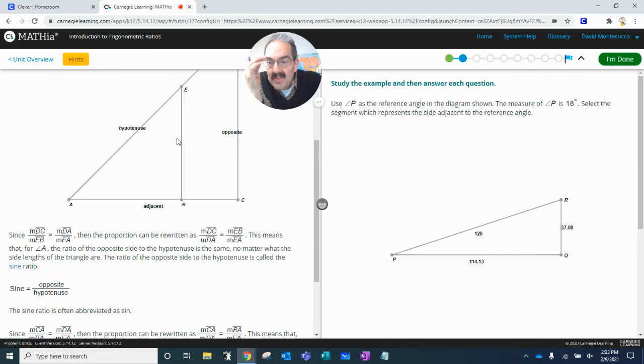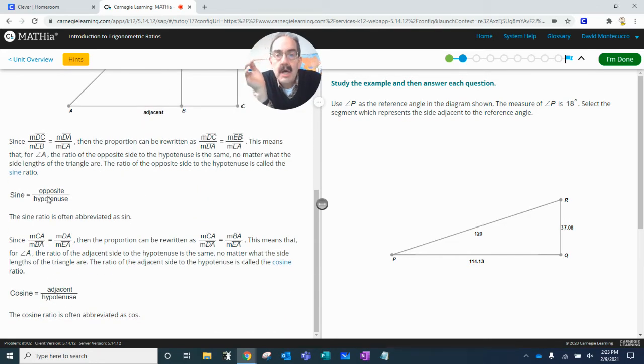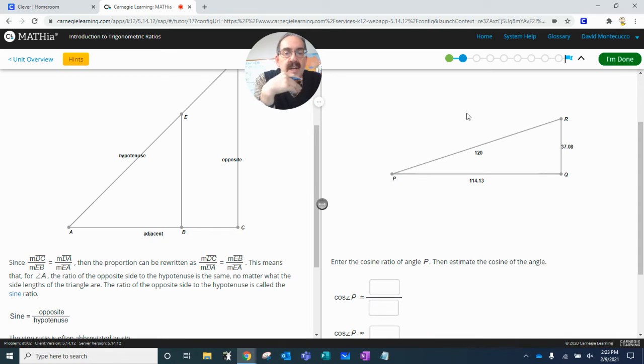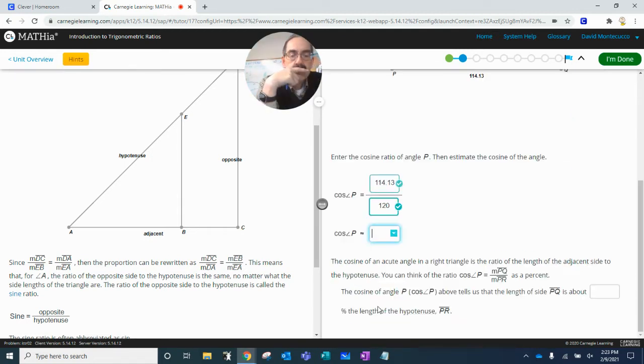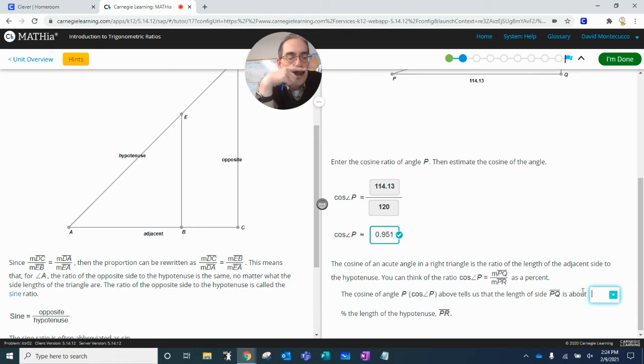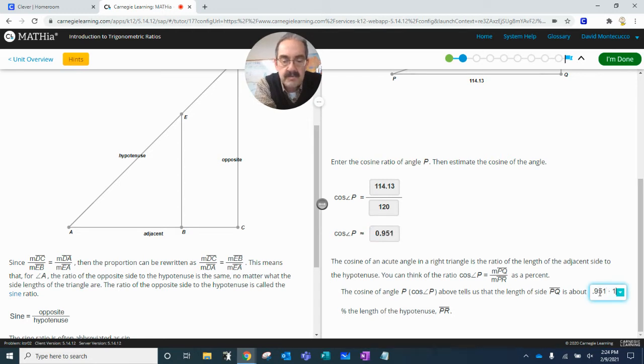Okay, so now SOH CAH TOA. The reference angle measure is 18 degrees. Select the segment, side adjacent. Cosine is the adjacent, which is next to. So 114.13 over 120. Now we need that relationship, 114.13 divided by 120. And then a percent, so 0.951 times 100.